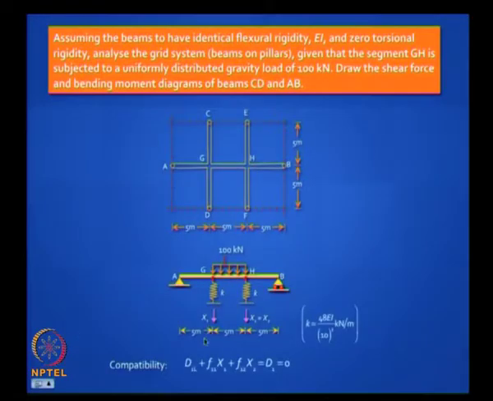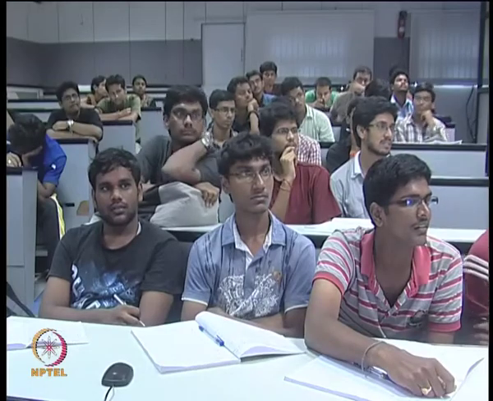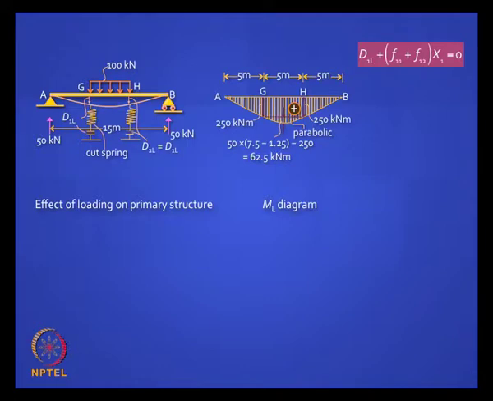So your compatibility condition is d1L, that is the deflection here caused by this loading in the cut springs, plus F11 x1 plus F12 x2, this must be equal to 0. That is your conventional compatibility equation. You can work out all those quantities, and taking note of the fact that x1 is equal to x2, it reduces to that equation. So I will quickly show you how you can do that. You need to now find out d1L, F11 and F12, right.